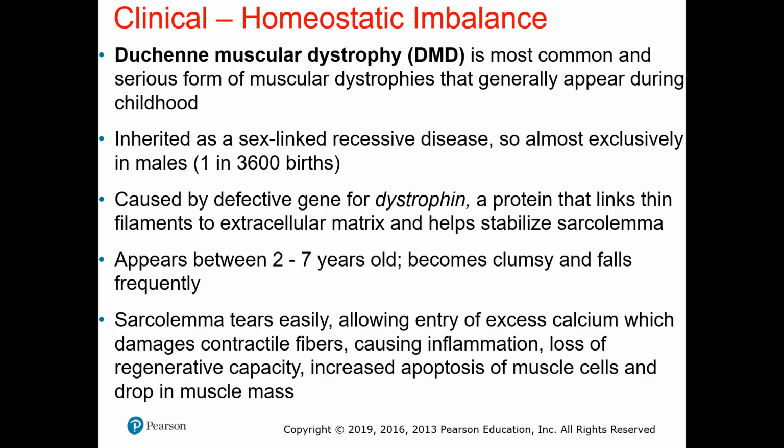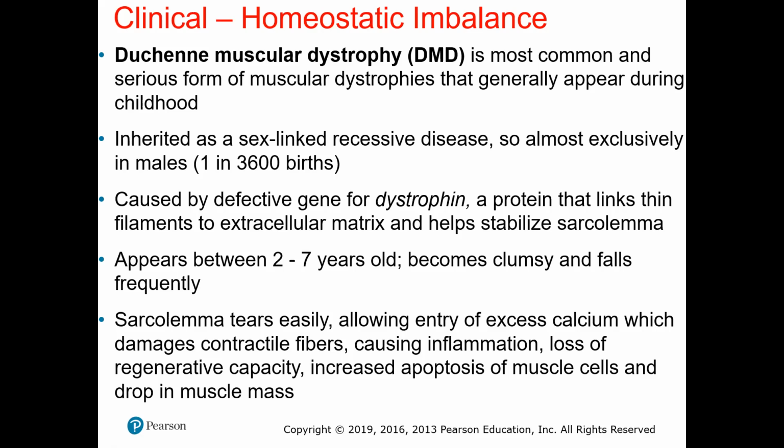What happens is the recessive gene directs the production of a defective type of dystrophin. And so it doesn't attach to the sarcolemma well. And the sarcolemma can rip and tear. And when it does, it allows calcium to flood inside into the sarcoplasm and start damaging the cell and maybe eventually triggering apoptosis.